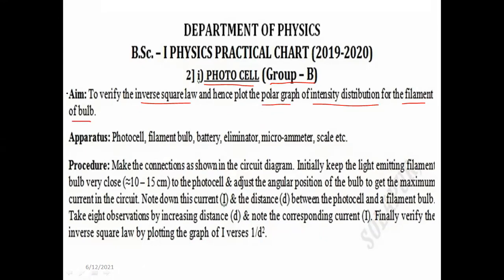Once again, I shall read the aim of this experiment: to verify the inverse square law, which is also present in Newton's law of gravitation, that is 1 upon d square law, where d is the distance between two objects. 1 upon d is inverse, and square of d, so 1 upon d square is the inverse square law. And this law you have to verify with the help of this photocell.